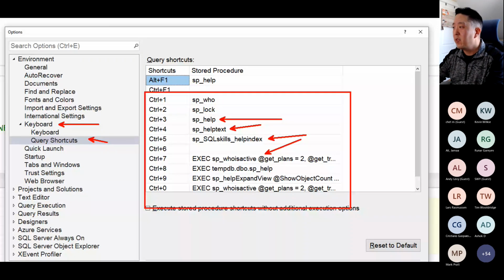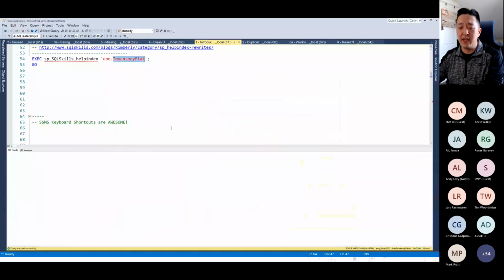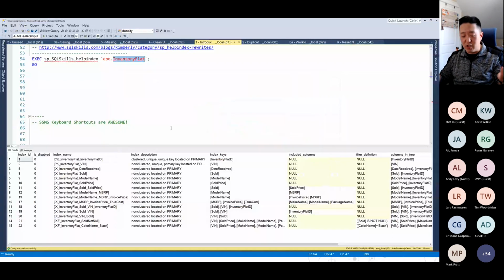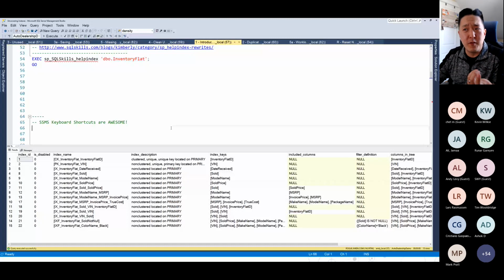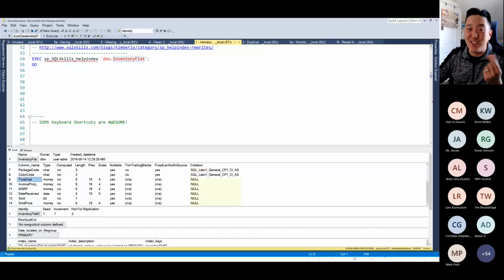So when I'm just looking at a piece of code, I can highlight Inventory Flat, use Control 5, and bang, I've just executed the SQLskills version of sp_helpindex against this particular table. Imagine I'm looking at a query inside a stored procedure and I just want a quick reference. Hey, what's inside this table? Because I certainly don't memorize all of the columns and all of the tables I have to support. Oh, what was that? Did it use underscores? Did it not use underscores? Because no one has mixes of that in their environment, right?